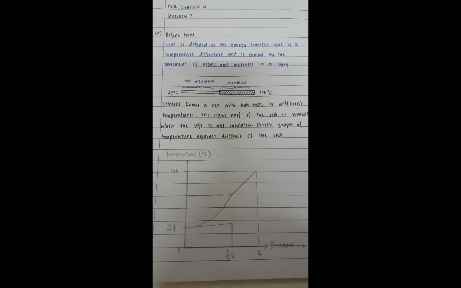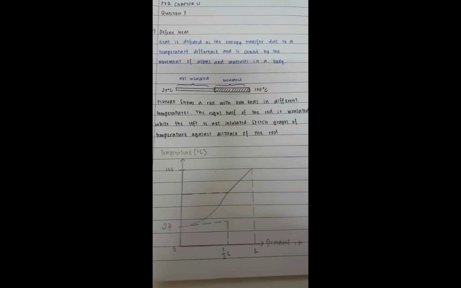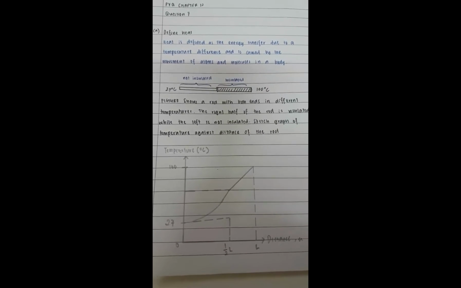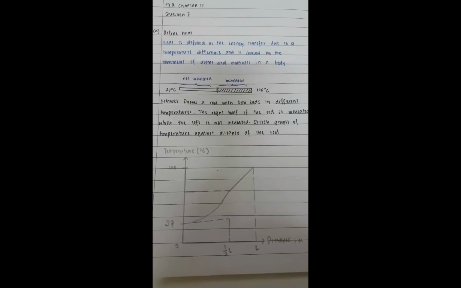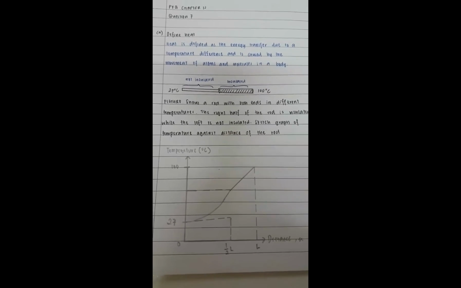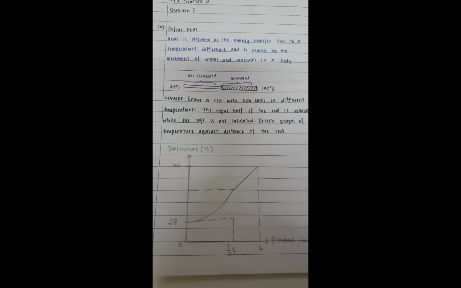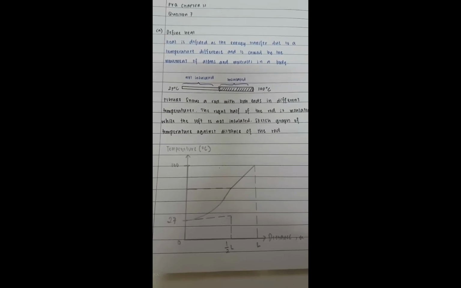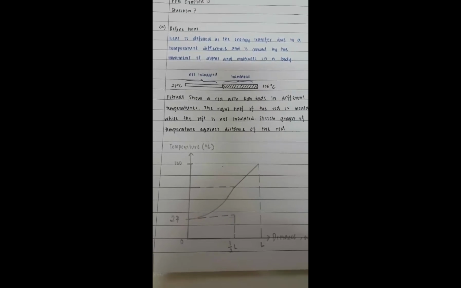B. The figure shows a rod with both ends at different temperatures. The right half of the rod is insulated while the left is not insulated. Sketch a graph of temperature against distance of the rod. As we can see, the left side is not insulated with 27 degrees Celsius, while the right side is insulated with 100 degrees Celsius as its temperature.